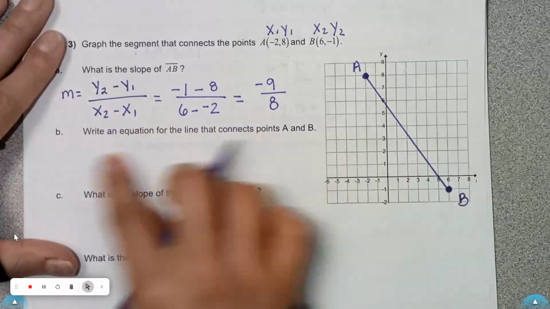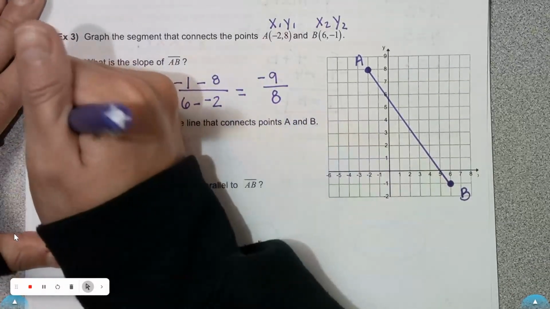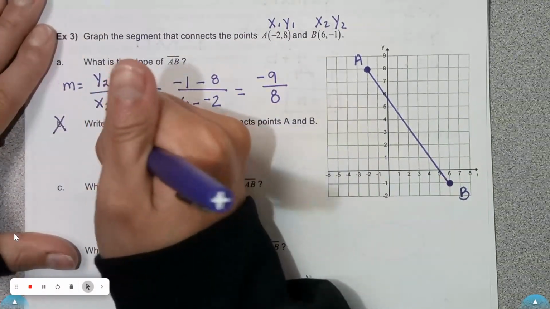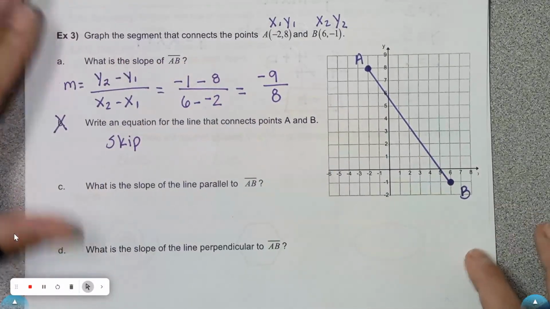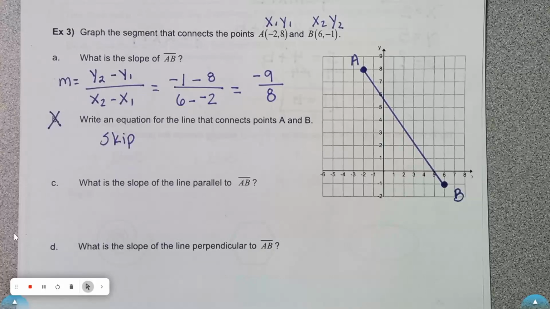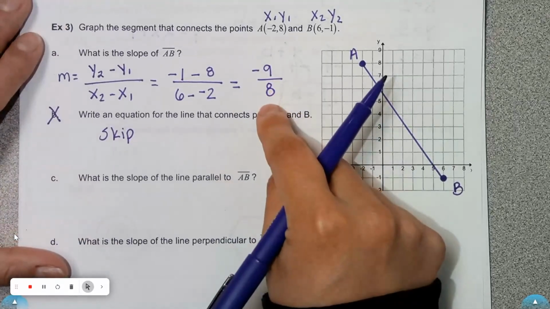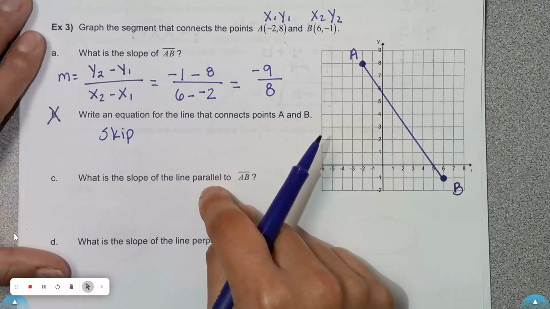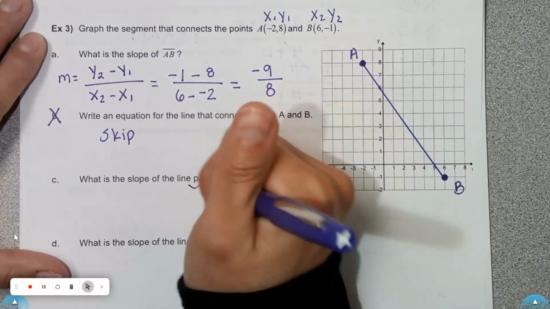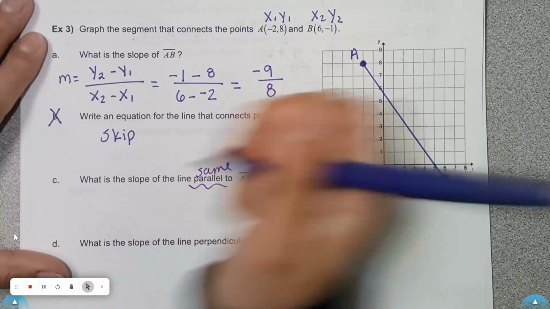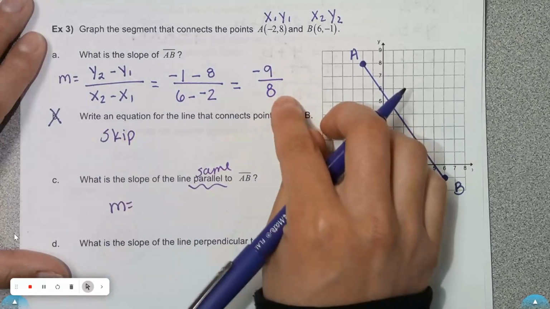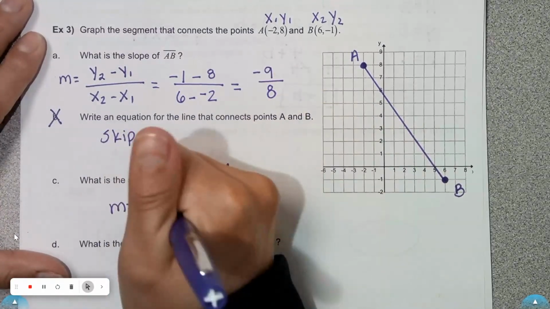Okay, writing the equation, we're actually going to skip this part, so you can put an extra here. We're skipping this because we're only focused on the slope. We already practiced writing the equation, so we just want to focus on the slope here. Okay, so if I know my slope is negative 9 over 8, if I want the slope that's parallel, remember parallel means the same. So that means if I keep it the same, this will be the same thing here. So negative 9 over 8.